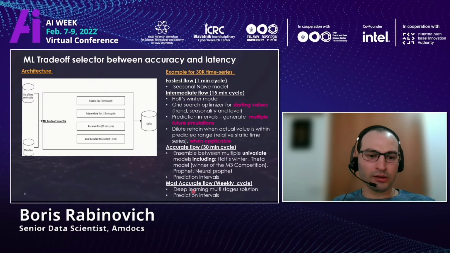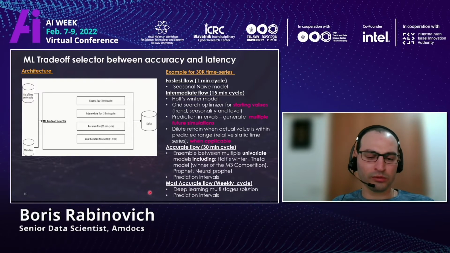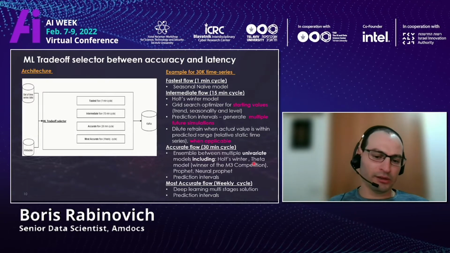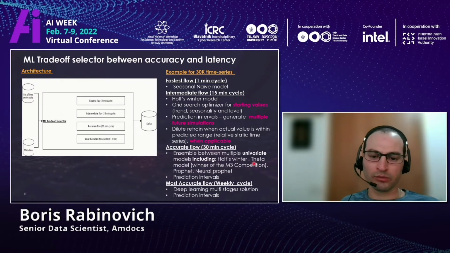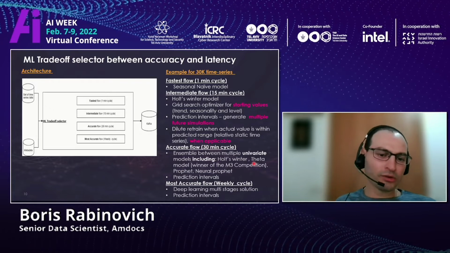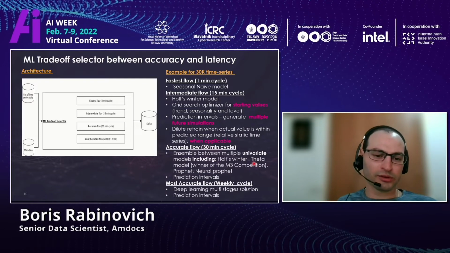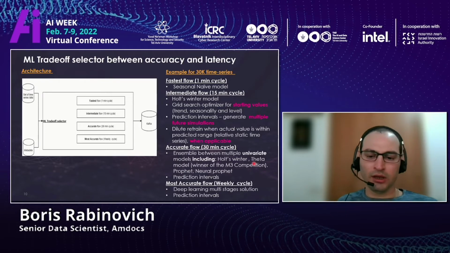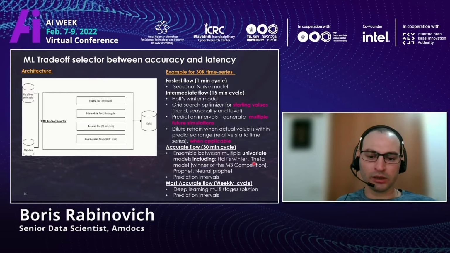And the last flow is the most accurate one. For example, we have a weekly cycle, so we care much less about the latency. We would like to have the most accurate model. So all these time series will go through this flow and generate the most accurate result. And this is based on deep learning approaches.